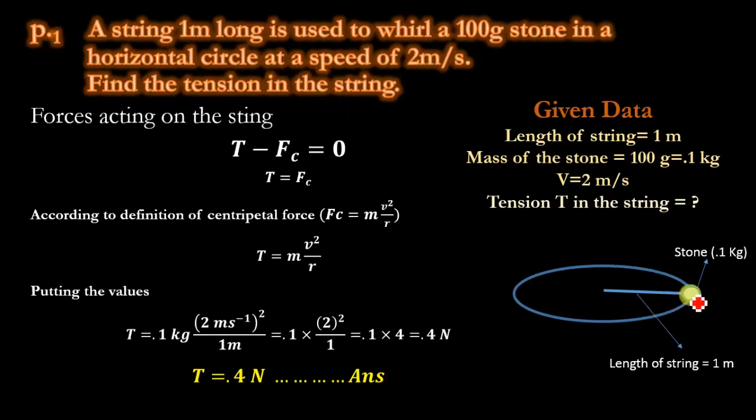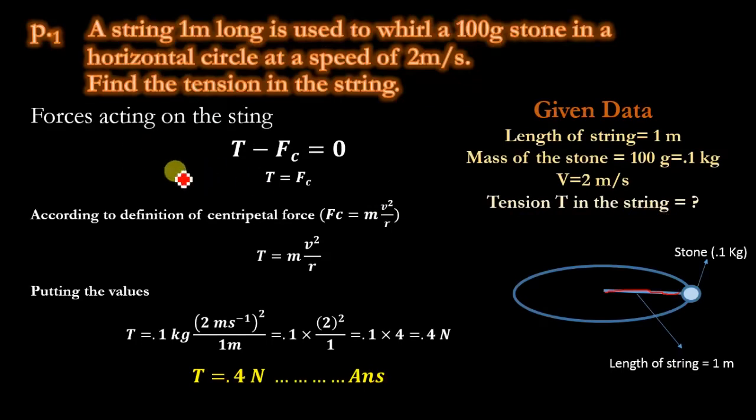For example, this is a stone and this is a string. The length of the string is given as 1 meter and the mass of this stone is given as 100 gram, where 100 gram is equal to 0.1 kilogram. And the linear speed of the stone is given as v is equal to 2 meter per second. Find the tension T in the string.